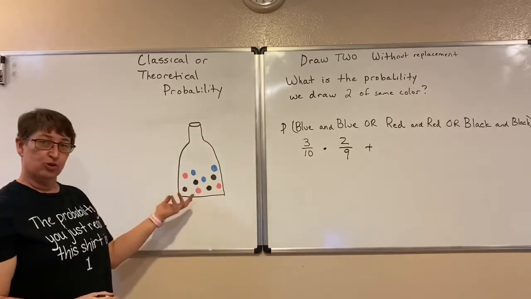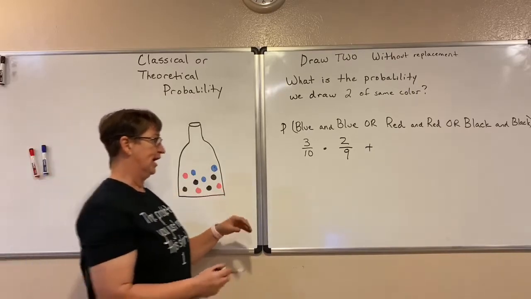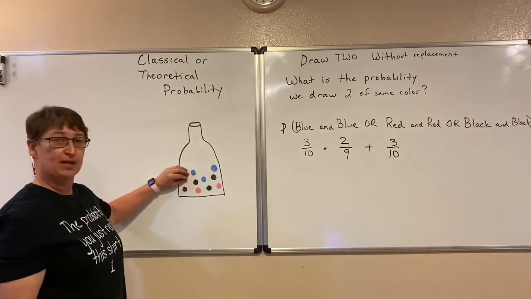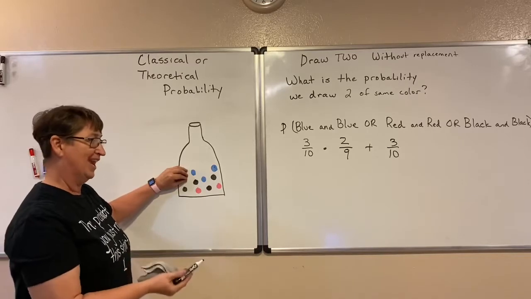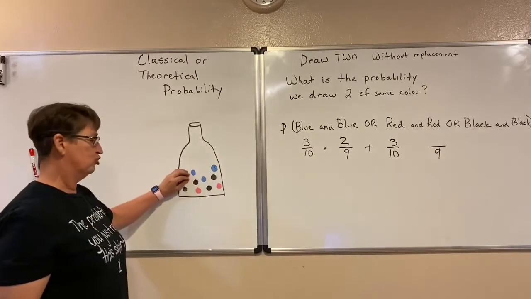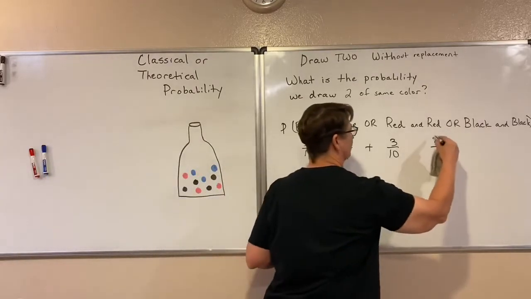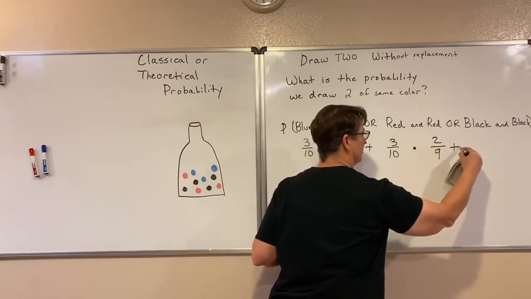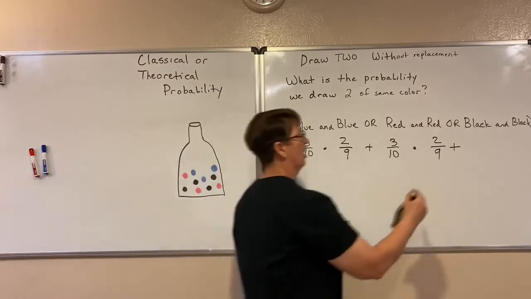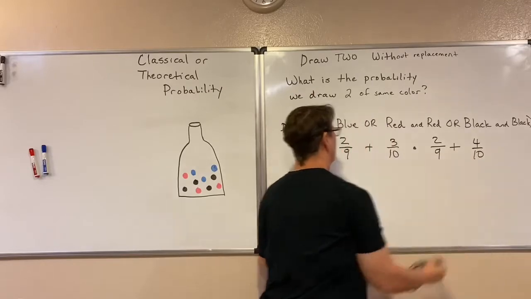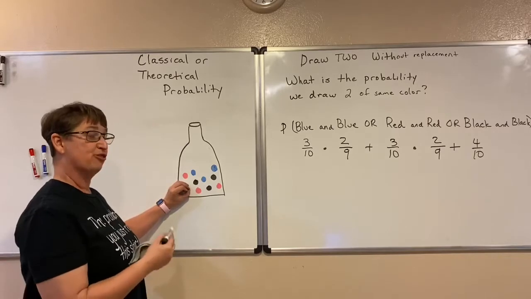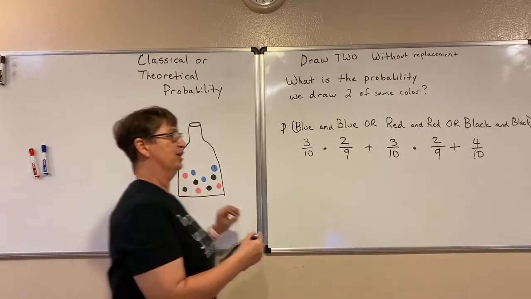When I look at getting a red on the first draw, well, there's 3 out of 10. But that same situation where I have this red in my hand, that means I only have 9 total balls in the urn. And there are now only 2 red ones. The and means multiply, the or is add. I look to find the probability of a black on the first one. Well, there are 4 out of 10. But once I have a black one out of the urn, then there are now only 3 out of 9 in the urn.